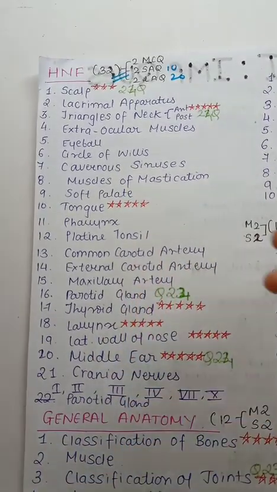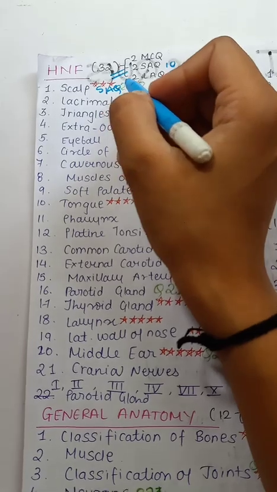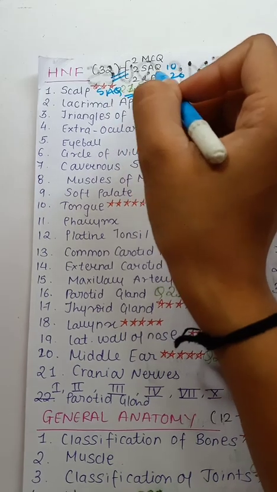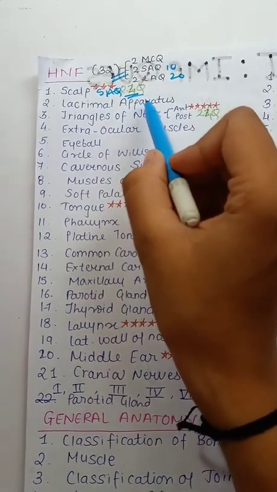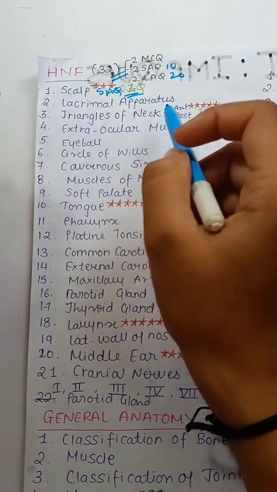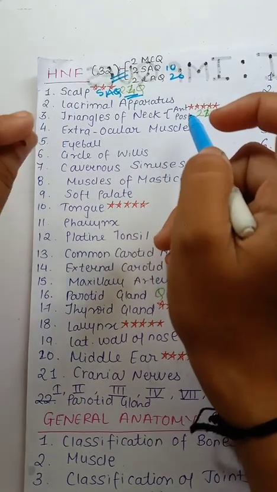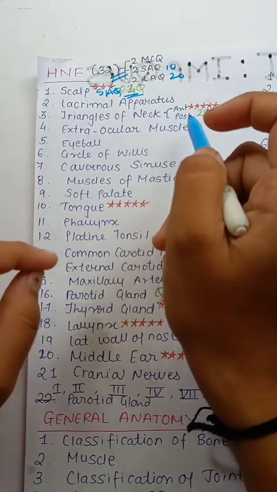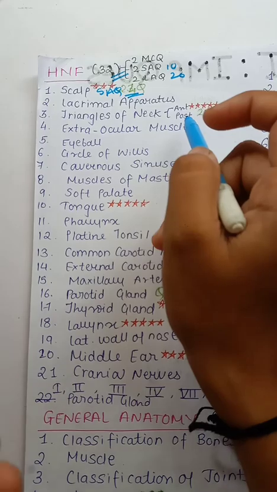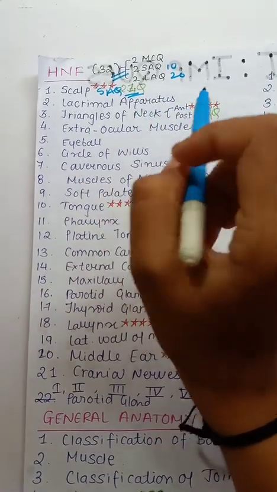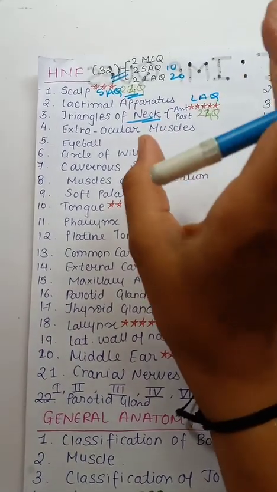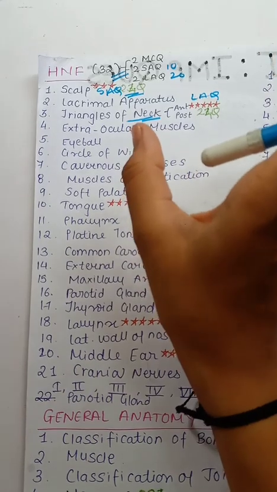Scalp is very important for SAQ purpose, the layers of scalp, and this question was asked in 2024. Lacrimal apparatus is again important for SAQ. Then triangles of neck. There are a total of 5 triangles in the anterior part and 2 triangles in the posterior part. They can also ask an individual triangle, but we have to prepare all the triangles, all 7 triangles. So triangles of neck is very important. If they ask triangles of neck, they can ask it for LAQ, and if they ask any particular triangle, they will ask it for SAQ.